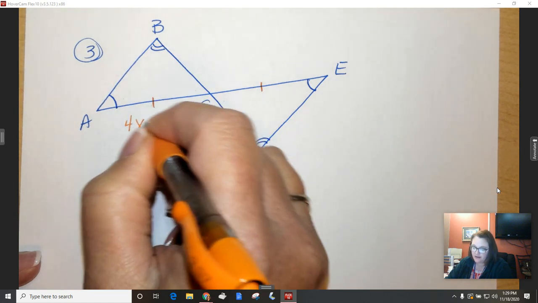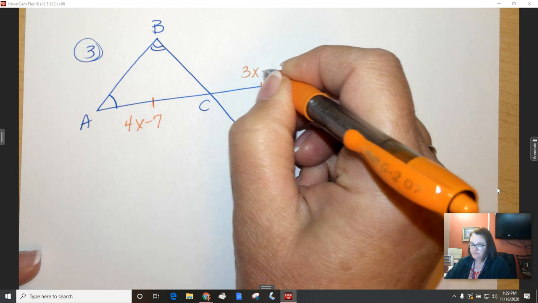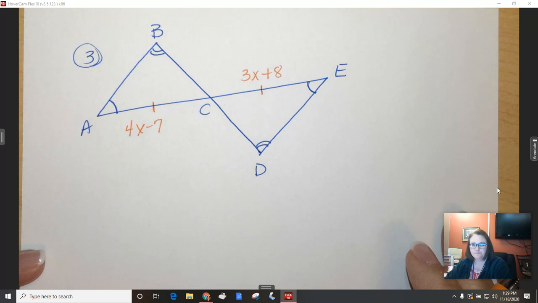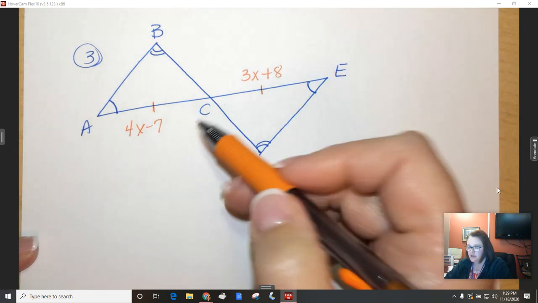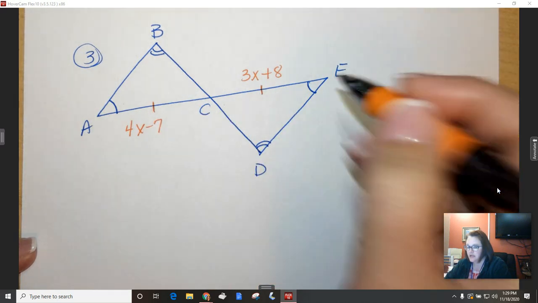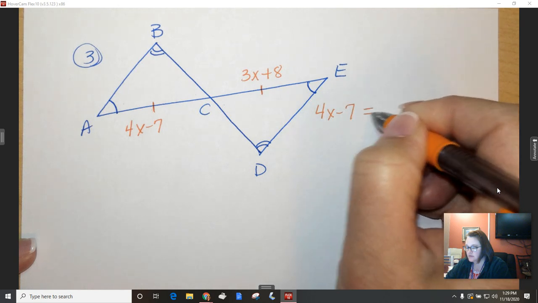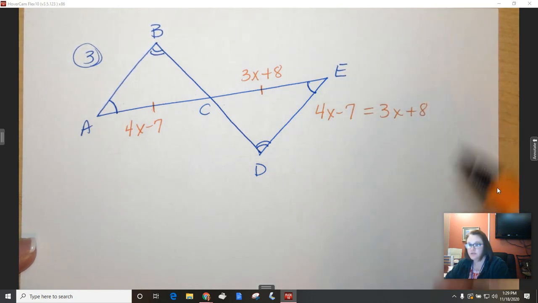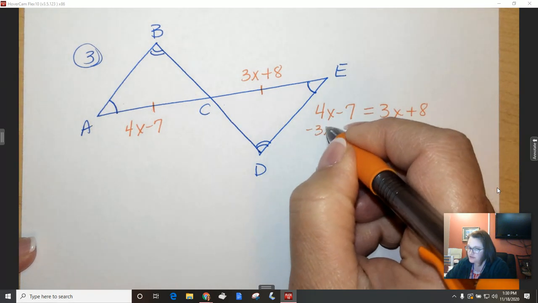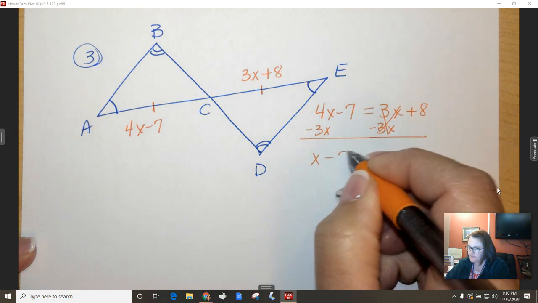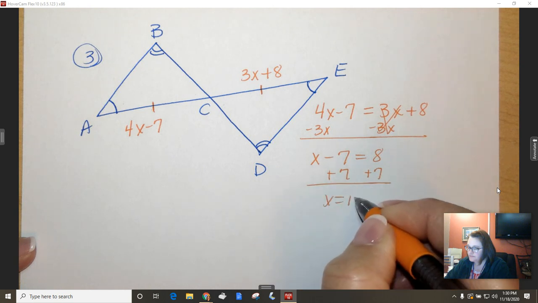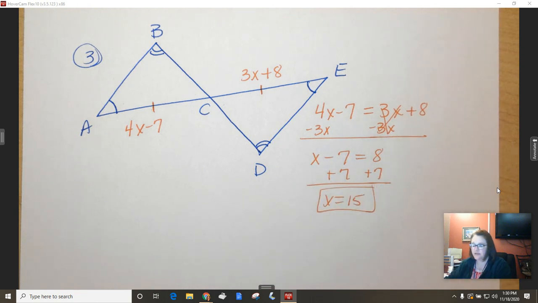Now let's suppose we have this information on here. They want us to find the value of x. To find the value of x, we need an equation. To write an equation, we need to look and see what property we know. We know that these two are the same. Anytime things are the same, we can set them equal to each other. Then to solve, we're going to move the smaller x first, then move the number, and we find x is 15.